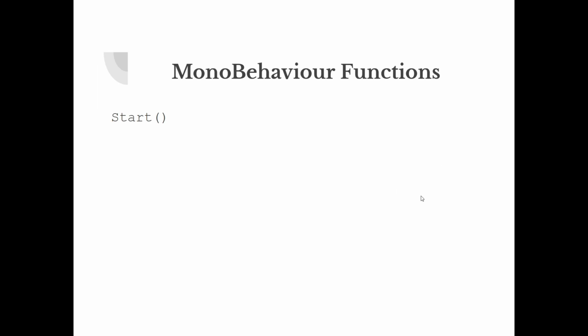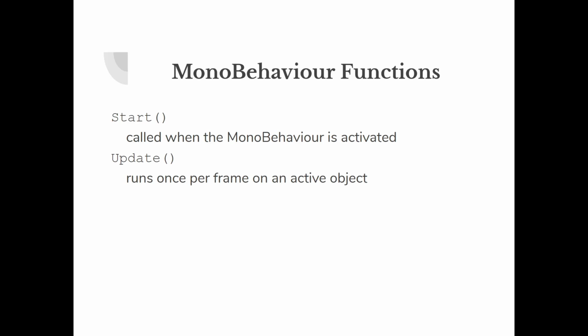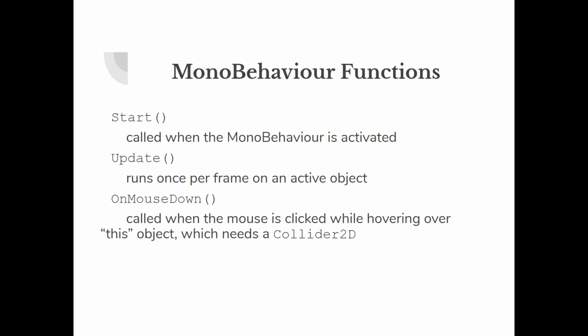So these are MonoBehaviour functions, right? We have Start, we have Update. Now we also have, for example, OnMouseDown, our input functions, where you can have events based on certain things happening, like when the mouse is clicked while hovering over the object that you're currently on, you get an OnMouseDown. So you don't have to necessarily just look for a mouse click. You can actually get a mouse event just like a collision event.